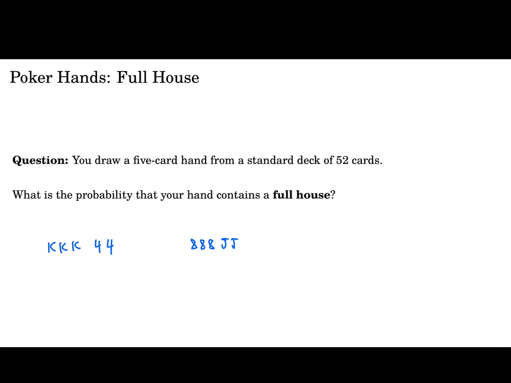And so we want to know the probability of this happening. The way we do that is we're essentially going to count all the possible hands. We're going to count the favorable hands, and then we will divide.